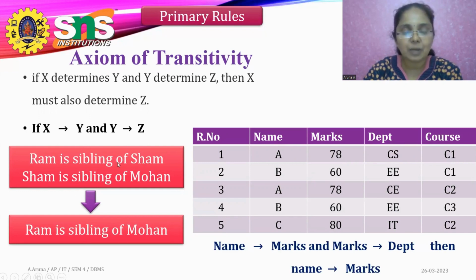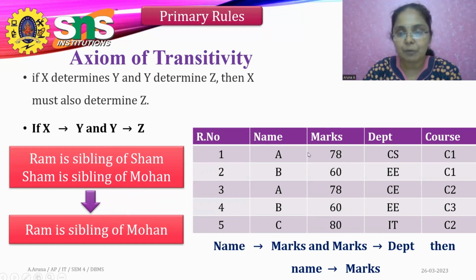The best example is this one. Ram is a sibling of Sham. Sham is a sibling of Mohan. If these two are functional dependencies, we can identify indirectly that definitely Ram is a sibling of Mohan. If any one of the statements is missed, we can't say Ram is a sibling of Mohan. So both conditions are true, and indirectly we can say the third statement is definitely going to be true.